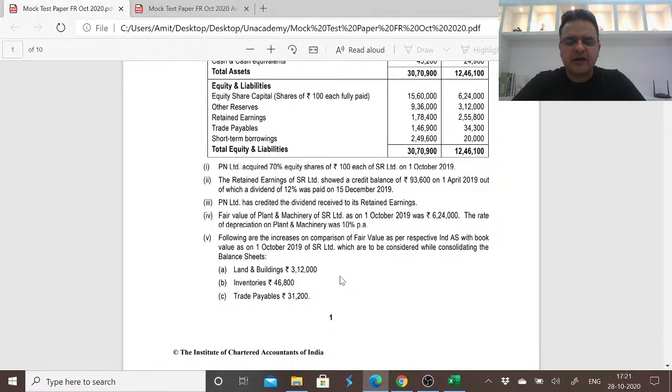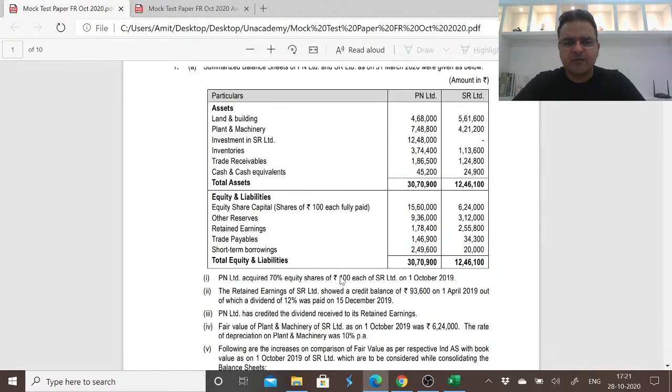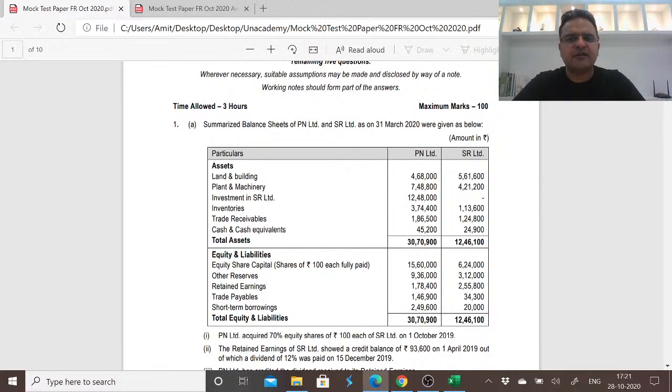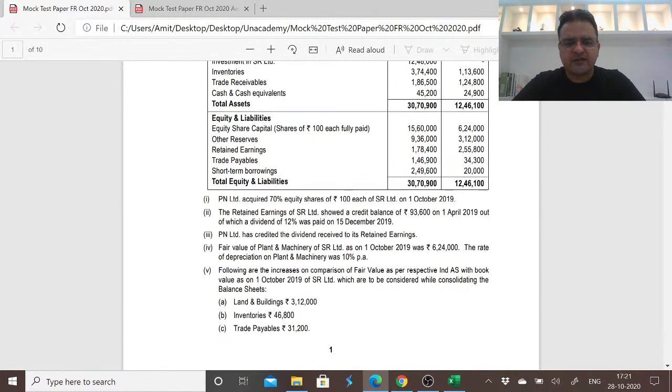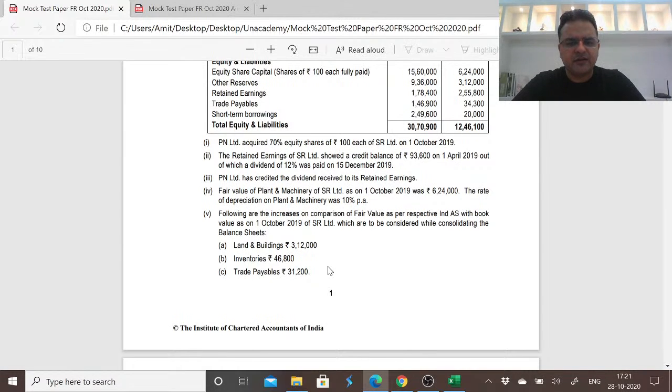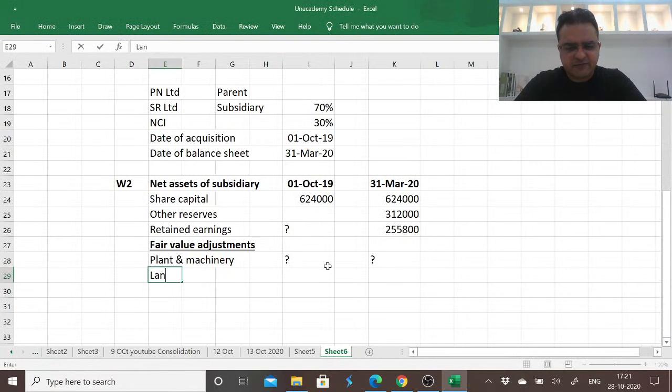Land and building are higher by an amount of 312,000. Whatever the carrying amount is, it is already included here, 561,600 have already been included in the book value. What they have not included is the increase in land and buildings. So the increase in land and buildings will be included on the date of acquisition as 312,000.